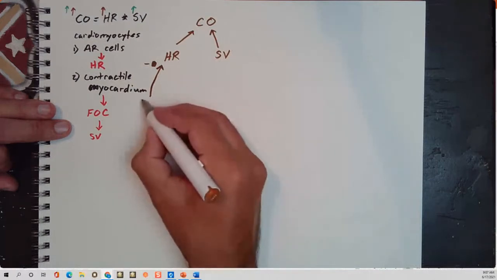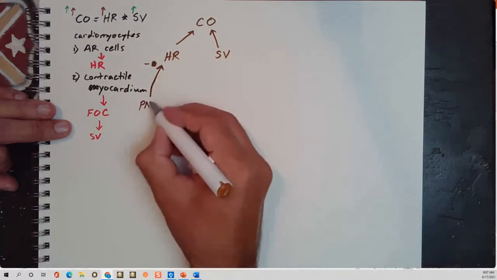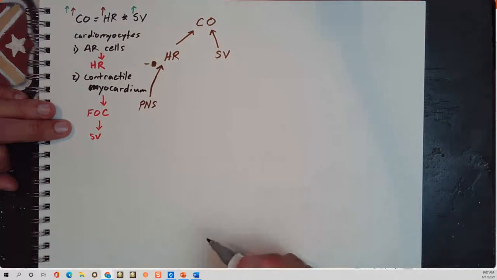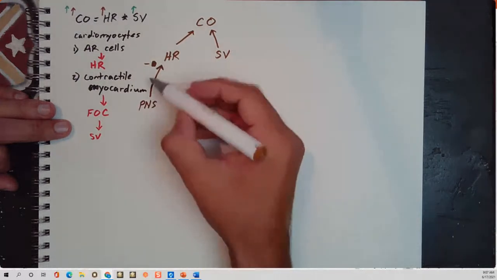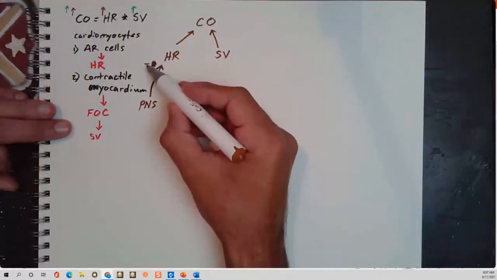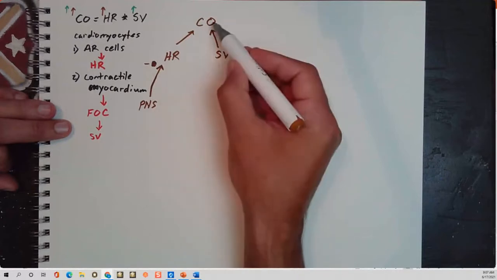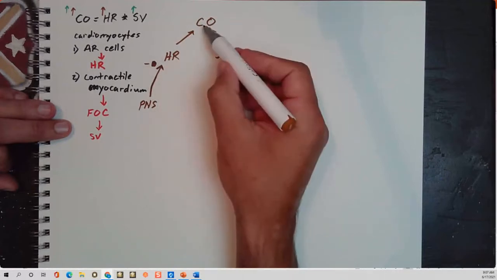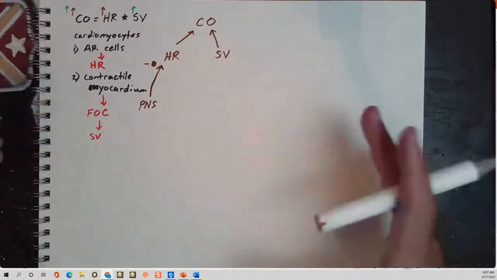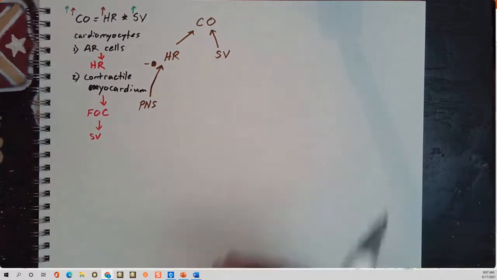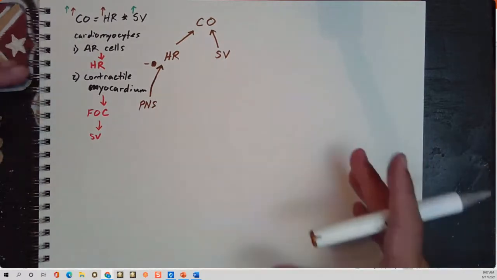Exactly. So down here I'm going to write parasympathetic nervous system, right? So the parasympathetic nervous system will, there's a little negative sign, decrease the heart rate, and therefore, if we decrease the heart rate, cardiac output would decrease. So another way to put lots of information in one flowchart.